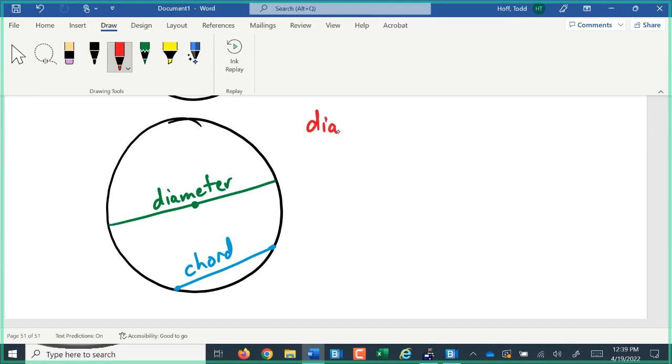This brings us to our first relationship. The diameter, which we're just going to abbreviate with D from now on, is equal to 2 times the radius. So in other words, D is equal to 2R. That's a formula.